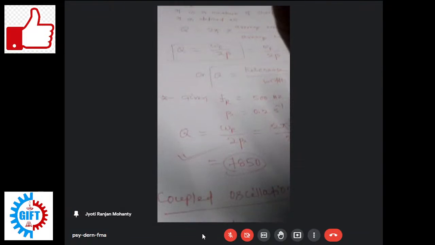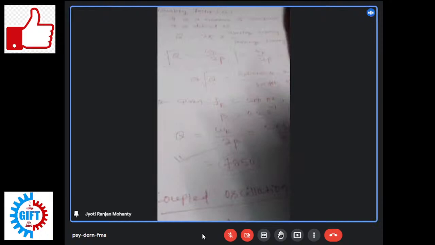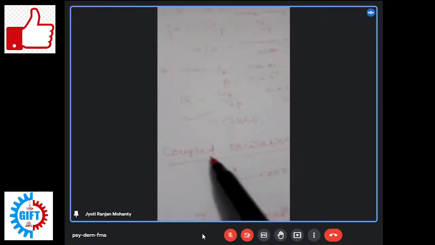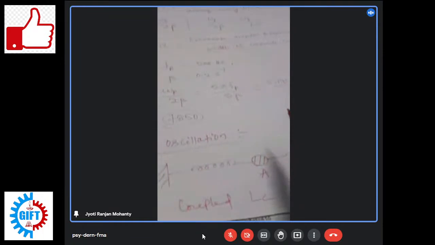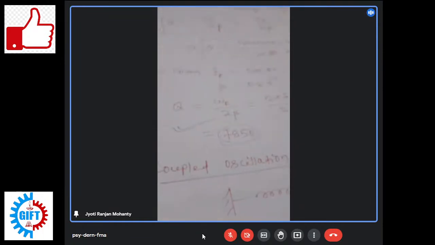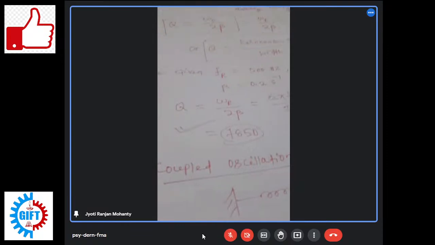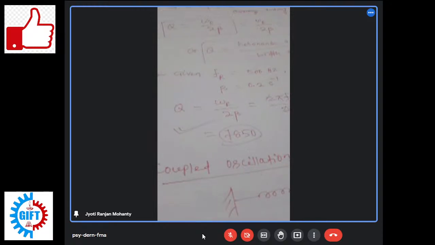Okay. So next you write, give as heading, coupled oscillation. Coupled का मीनिंग क्या है बताओ ना. Pair. What is the pair? Very good. Pair means 2.